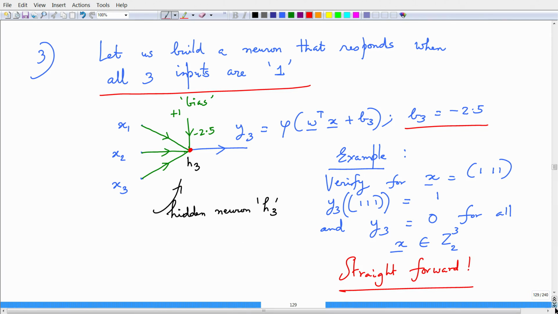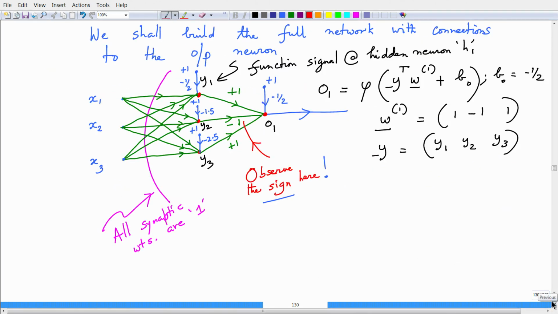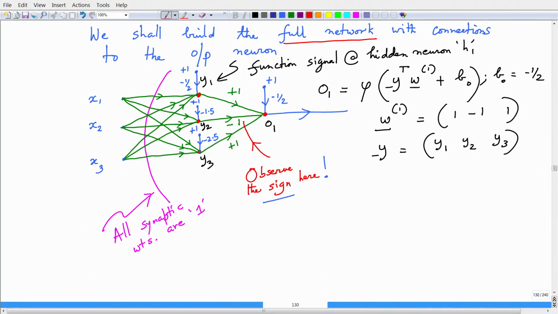Now, what we want is to build the full network with connections to the output neuron. We need to connect the function signals from the hidden neurons to the output neuron. Let us see how we can do this. We have 3 synaptic weights that connect the function signals y1, y2 and y3 from the hidden neurons to the output neuron.